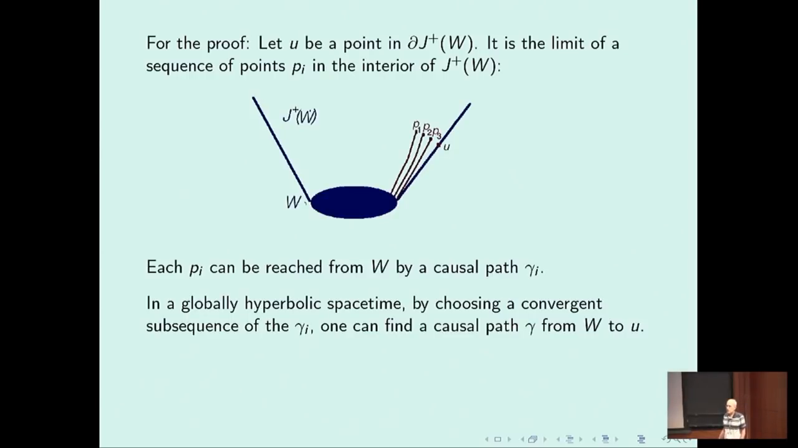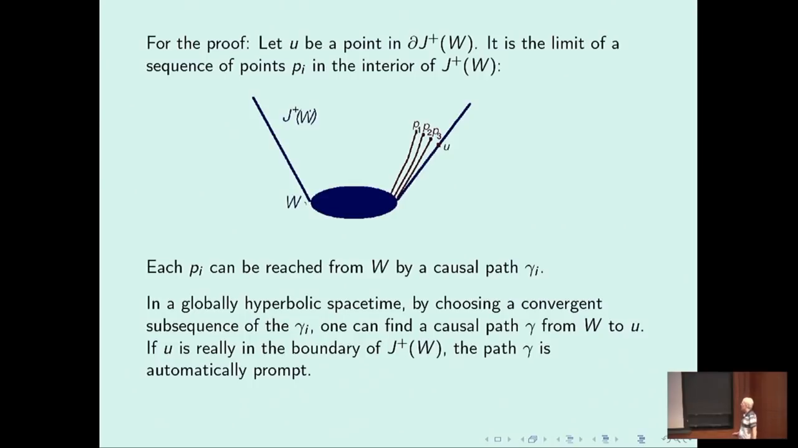So the argument is very similar to the argument I gave at the beginning when we were discussing some aspects of the compactness of spaces of causal paths. This wouldn't be true in a non-globally hyperbolic spacetime because, for example, a point on this limiting path from U to W might be absent. It always takes global hyperbolicity to be able to say anything nice about compactness of spaces of causal paths.